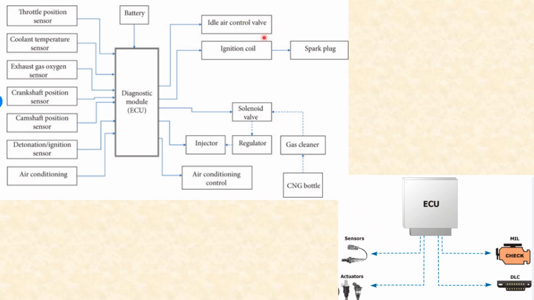And on the right side, you see the various actuators, including idle air control valve, ignition coil, spark plug, solenoid valve, injectors, gas cleaners, air conditioning control, CNG bottle. So these are all the various types of actuators that are actuated by the ECU. Okay, so I hope all of you got a decent idea about the various types of sensors and actuators that are used in onboard diagnostic systems.